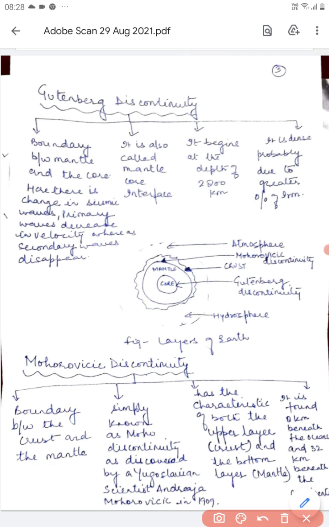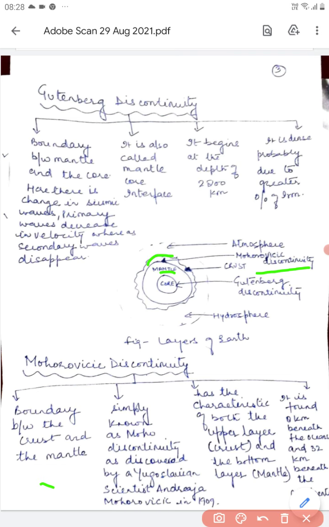Next is Mohorovicic discontinuity. Now, this is the boundary between the crust and the mantle. So, as you can see here, this is the crust and this is the mantle. So, between the crust and the mantle is the Moho discontinuity.